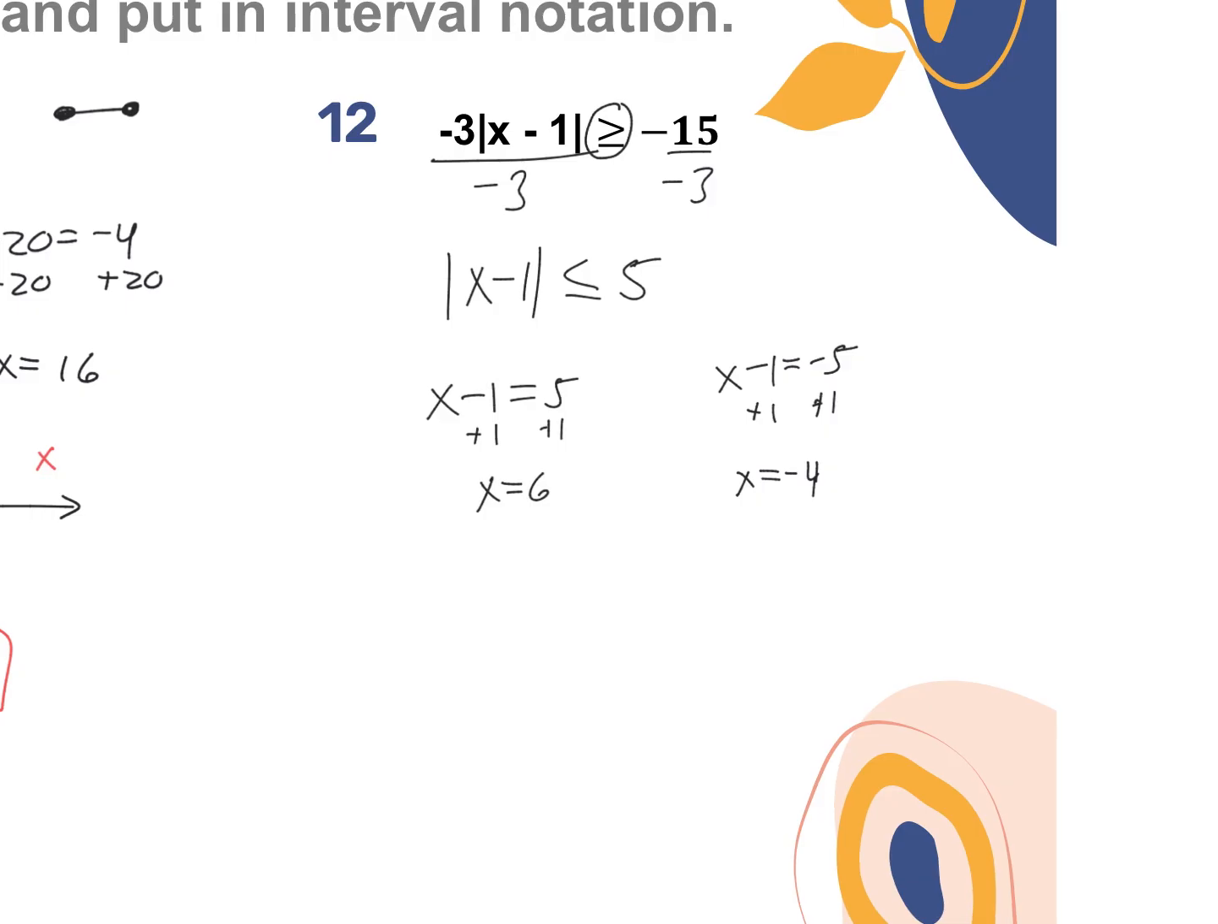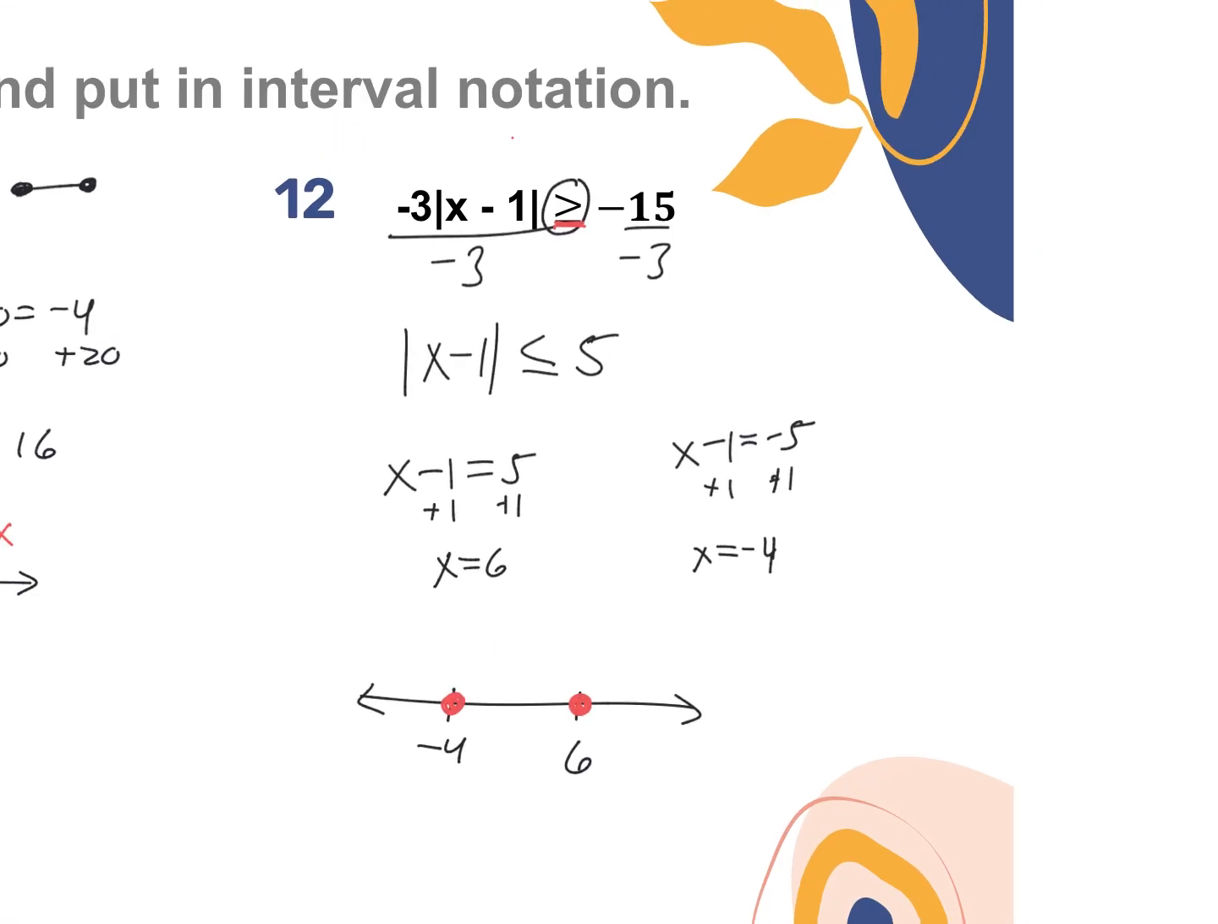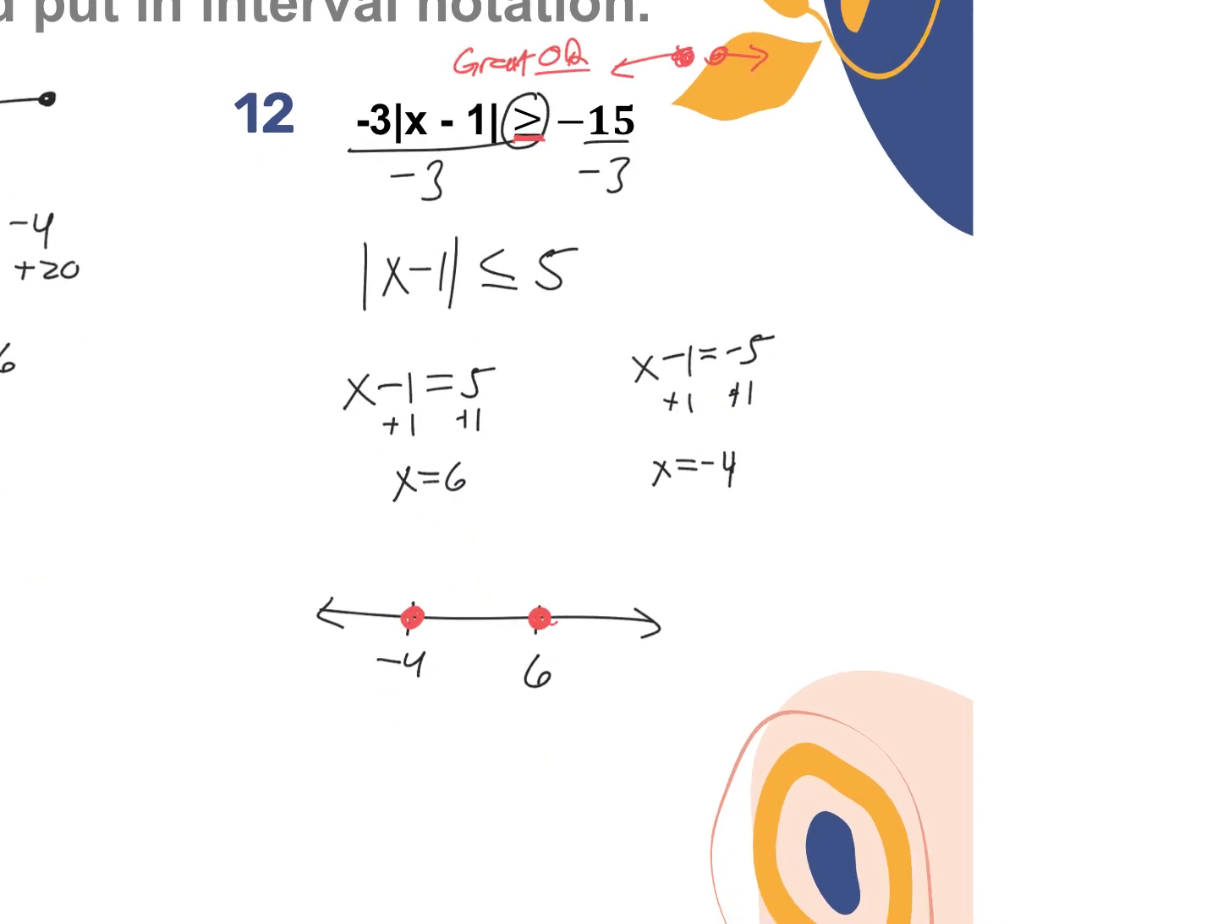Those are points that I would plot on a number line. My smallest value would be negative 4, and my biggest one would be 6. Because this is not a strict inequality, it has that line underneath, I'm going to have closed circles. And because this is a greater than, remember greater than, I'm going to shade in opposite directions. So I know I'm going to shade over here, and I'm going to shade over here.